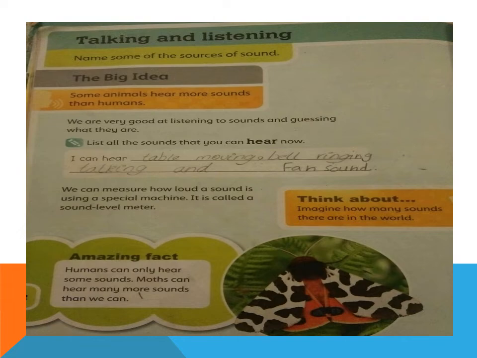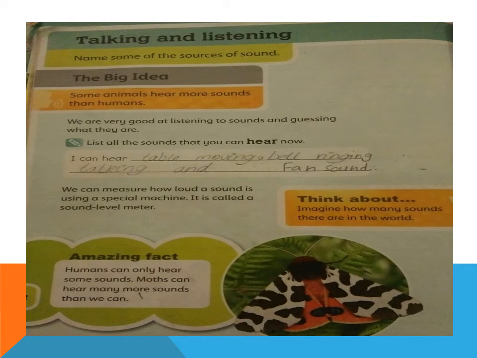Think about, imagine how many sounds are there in the world. Yes class, try to imagine how many sounds are there in the world. There are so many sounds in the world. You can name so many sounds that are present in the world.